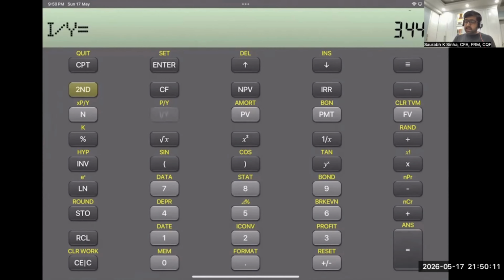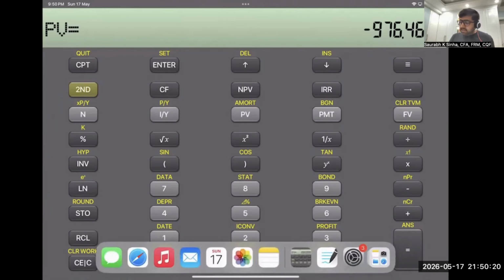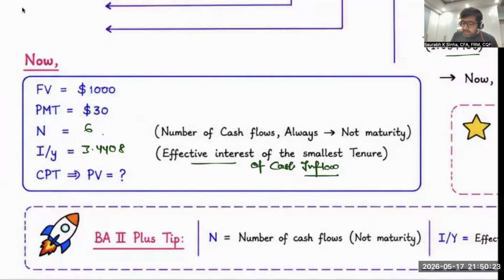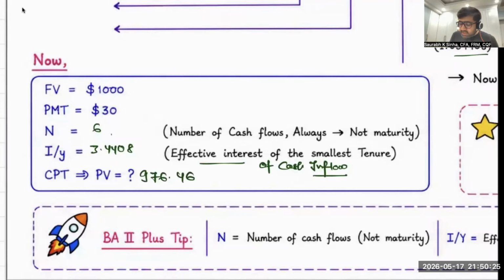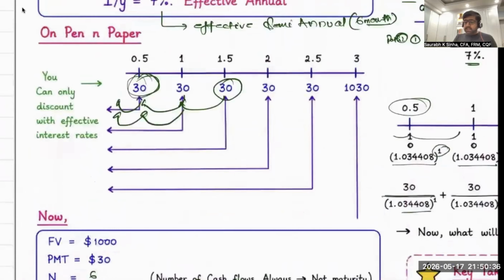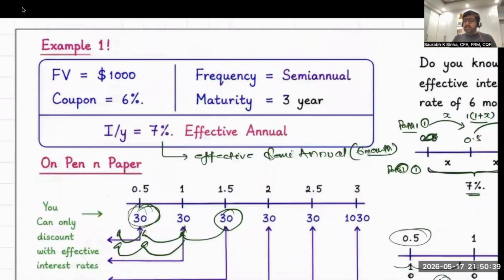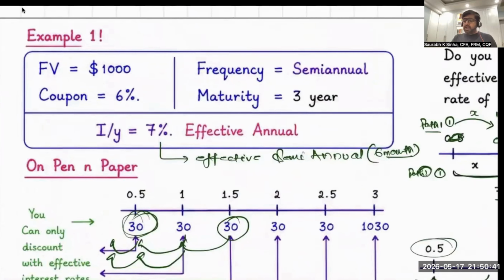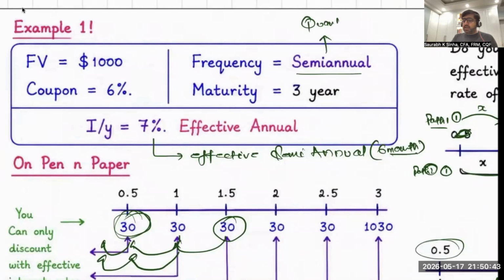3.4408 is I by Y. 6 is N. Compute PV. 976.466. If you have already achieved this value, then you are good with interest rate mechanics and you're good with valuation. Okay. Now, assignment. Assignment is instead of frequency, as in semi-annual, change it to quarterly.